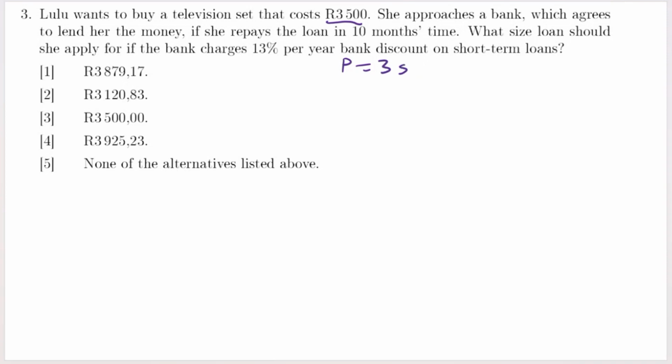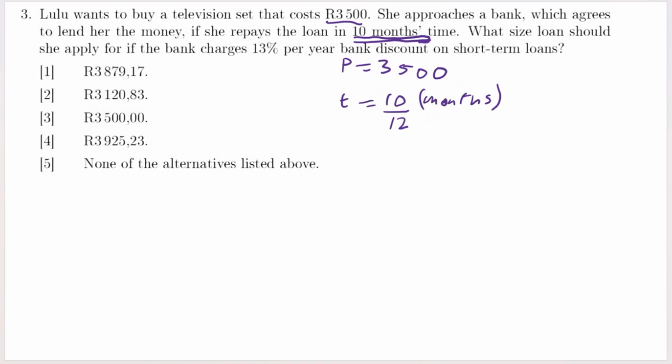This is 3,500. And then she approaches a bank which agrees to lend her the money, pays the loan in 10 months' time. Here's another aspect here. You are given the time in months, so you've got 10. I'm going to write months just on the side, so then you know that you need to divide that time to make it a fraction by 12, because these are the months. So we know our time, we're going to divide it by 12.